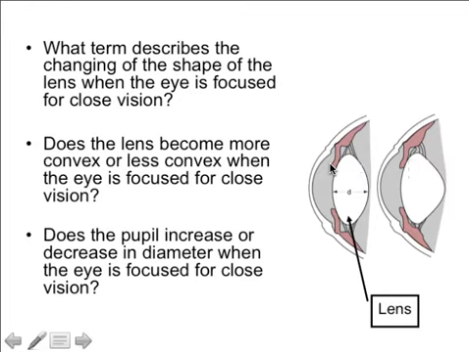Next question, does the pupil increase or decrease in diameter when the eye is focused for close vision? And the answer is it decreases in diameter. And that's again to avoid stray light causing the image to become less distinct.